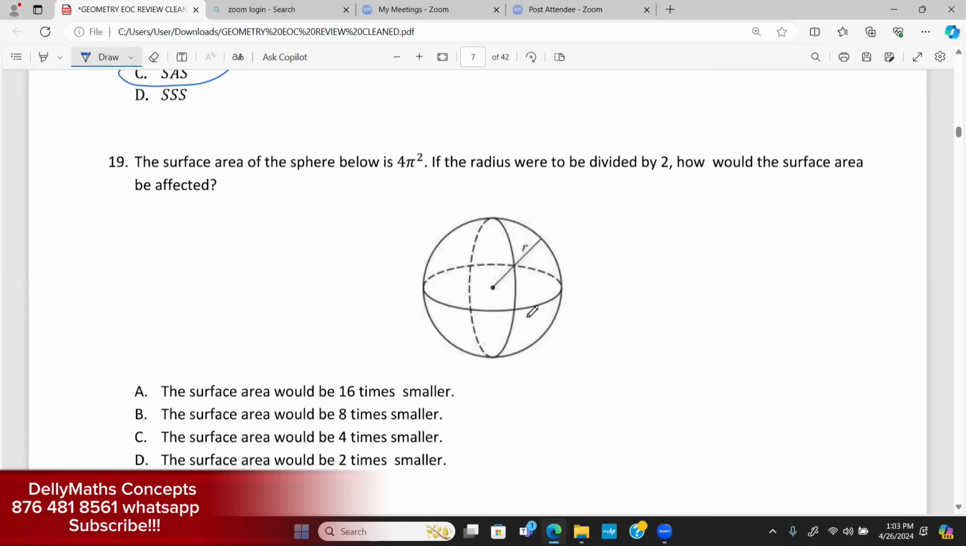The surface area of the sphere below is 4 pi squared, right? Okay, 4 pi squared, that's the surface area, no problem. If the radius were to be divided by 2, how would the surface area be affected?